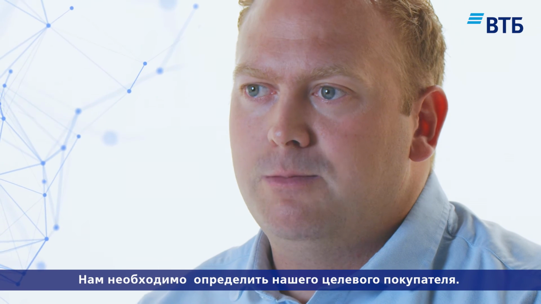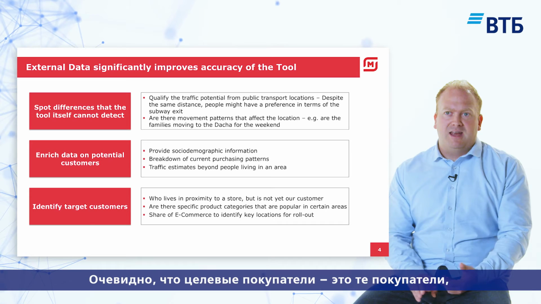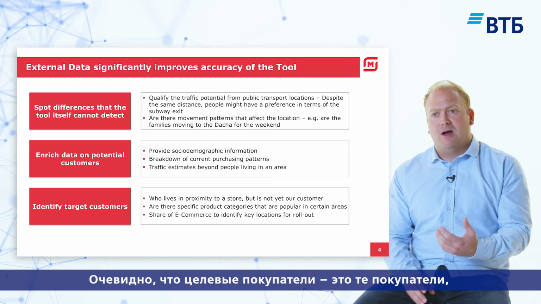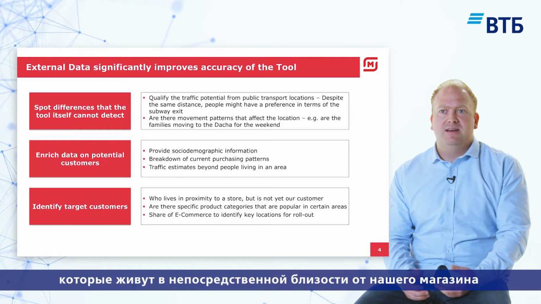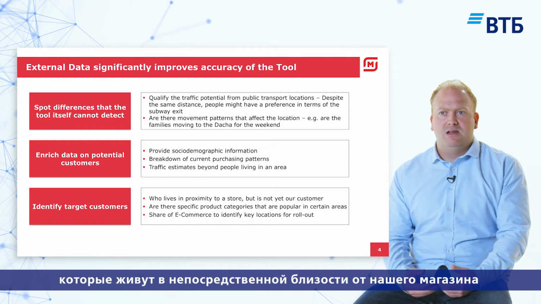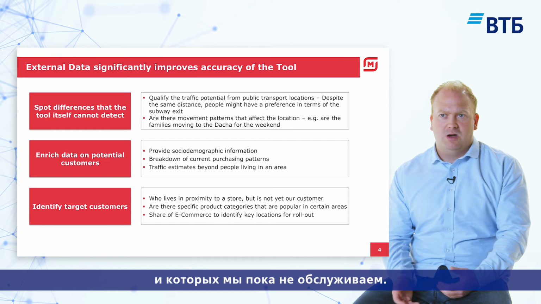And then there is a rather big section of insights that we need to use once we have opened the store to complete the picture on the store performance. And that I grouped in identify our target customers. So there are obviously some very relevant people living in close proximity to our store that we do not yet serve. External partners can help us to identify those customers and target them very specifically to make sure that they become a Magnit customer as well.